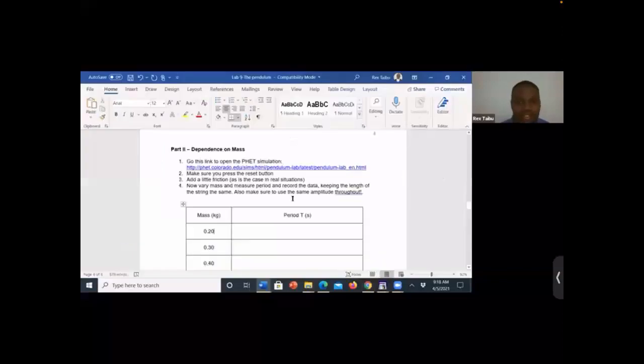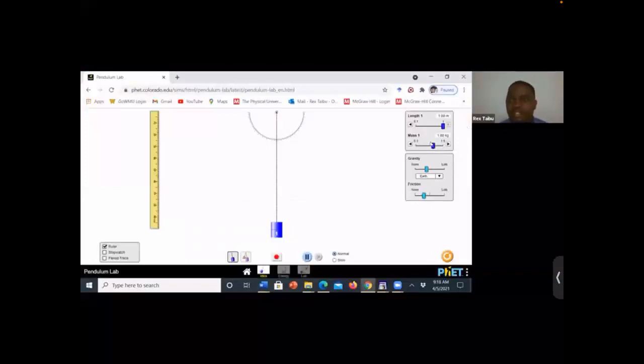Then what are they saying? They're saying that we need to change the mass. So we'll be changing the mass: 0.20, 0.30, 0.45. Let me show you how to change the mass. You can change the mass here.